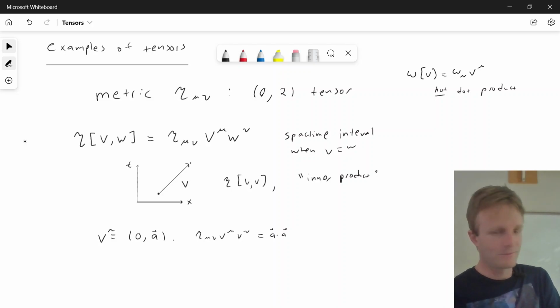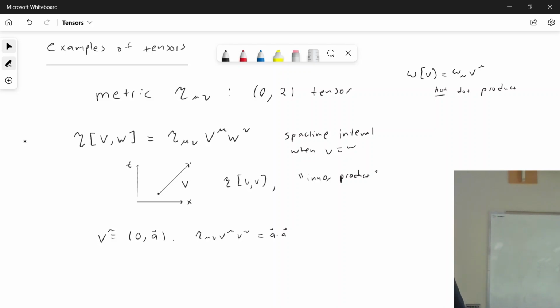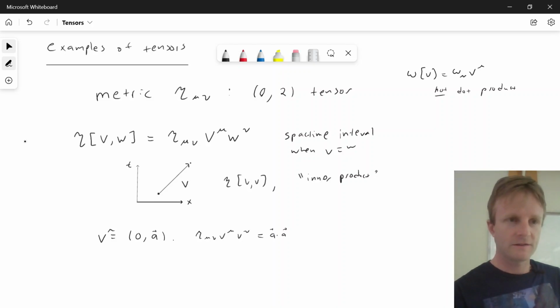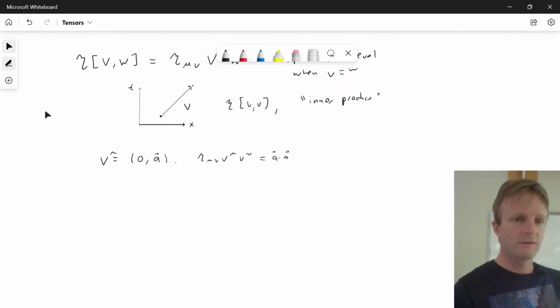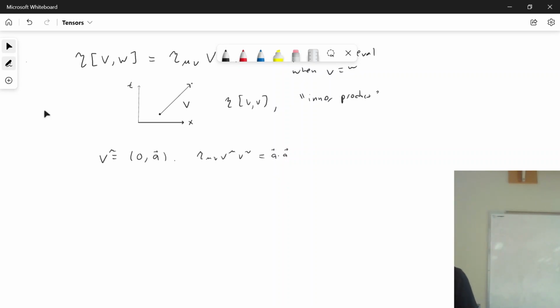Without the v mu. What a segue. Am I going to do that next? That's called raising and lowering indices. It's very important. I have to get to it today, so I'll speed up if we don't. But I'm not going to do it yet. The first thing I'm going to do is give you one more example.